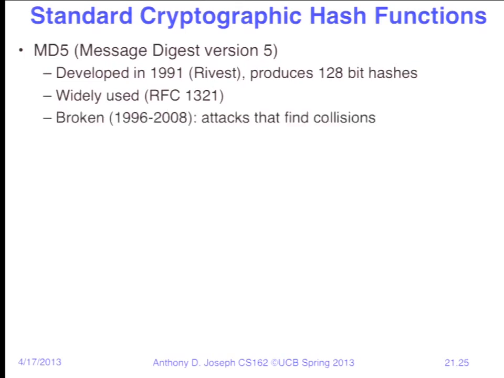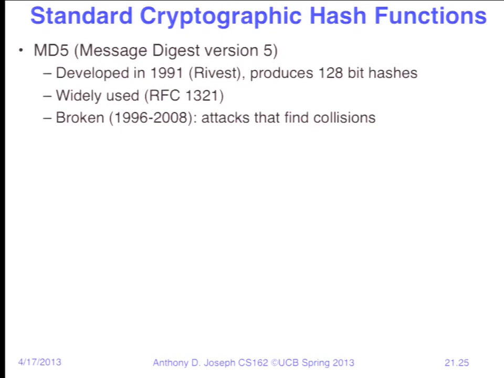Because in 1996, people identified attacks that could cause collisions. Now, what's a collision? A collision is a different plain text, or a different source text rather, that when you apply MD5 to it, gives you the same hash value.